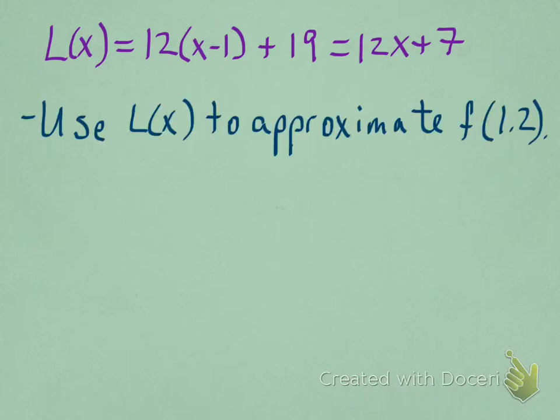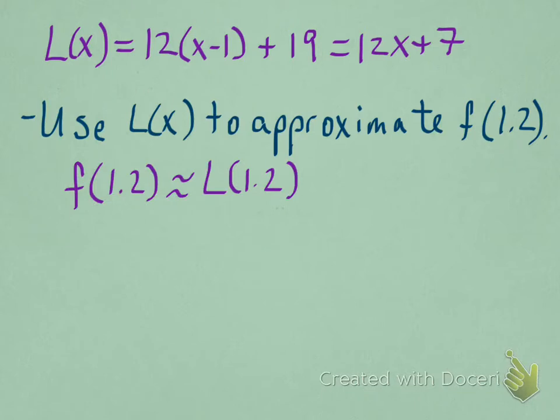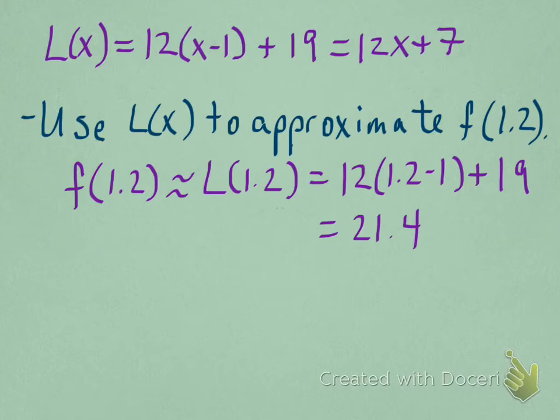Now that I have a formula for the local linearization, I can use it to approximate the function value at 1.2. So what we say is that f of 1.2 is approximately equal to L of 1.2. And how do I calculate that? Well, that's easy. I just put 1.2 into my equation for L, and I guess I used the unsimplified version of L. So I have 12 times 1.2 minus 1 plus 19, which is 21.4, and you can confirm that. The actual function value, it turns out, is 21.69.